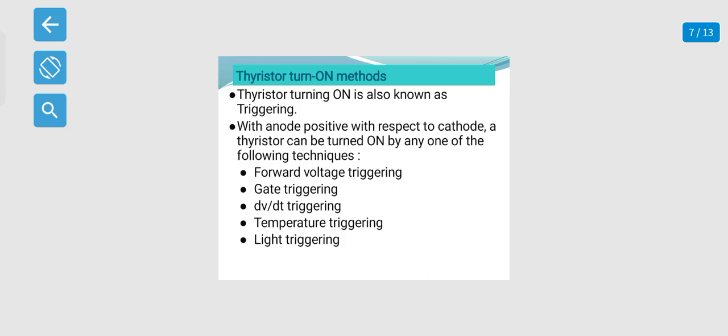By raising the temperature, that is thermal triggering. In this, if the temperature of the SCR is increased, the number of electron-hole pairs will increase. This will increase the leakage current. Therefore, the values of alpha 1 and alpha 2 will increase. If alpha 1 plus alpha 2 tends to unity, then the SCR can be turned on.